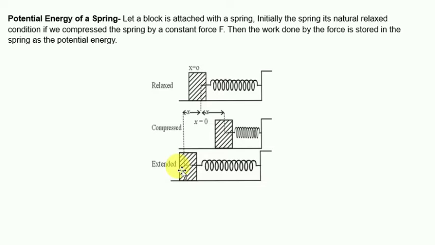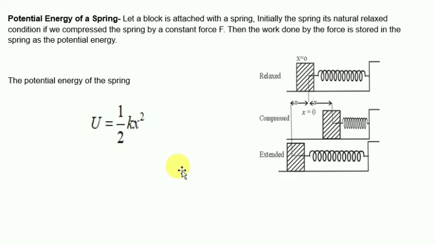So you find that there is some form of energy possessed in this block. By this you form a relation, which is U equals half kx squared. This k is the stiffness of the spring. That's why spring stiffness plays a very important role, because as per your application need, this k is very important.